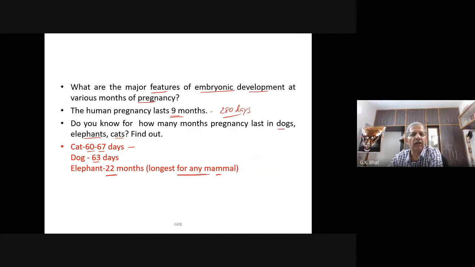Generally, dogs are sexually active two times in a year. 63 days, nearly 2 months, go in pregnancy. Another 2 months they spend taking care of their young ones. And another 2 months gap will be there. So twice in a year, they become sexually active. The same thing is true of cats. And the elephant has the longest gestation period among mammals, 22 months.